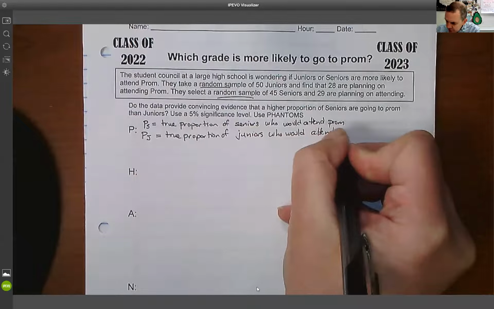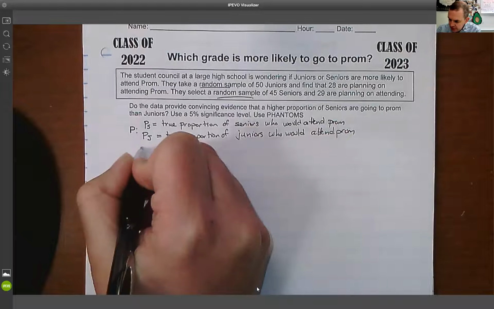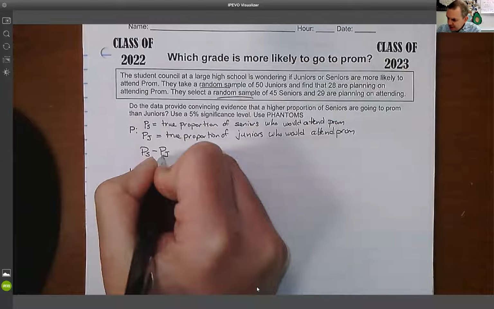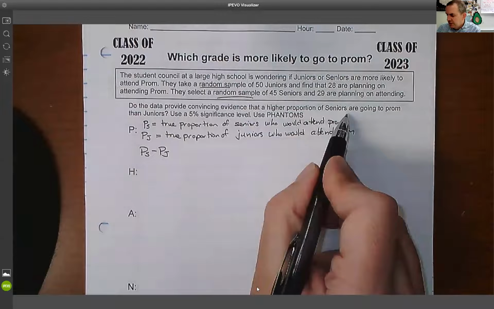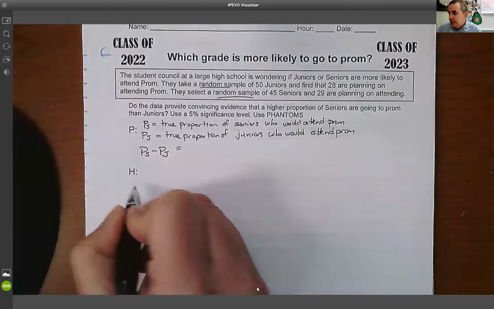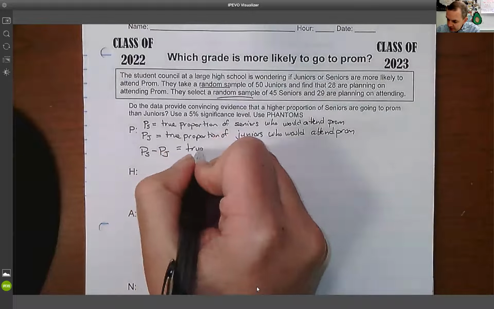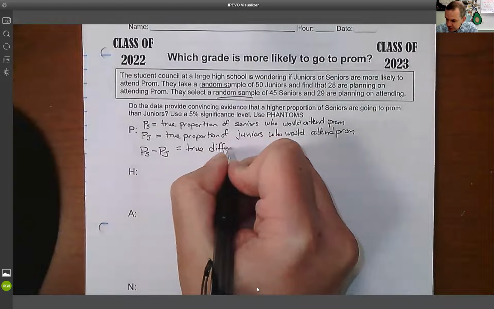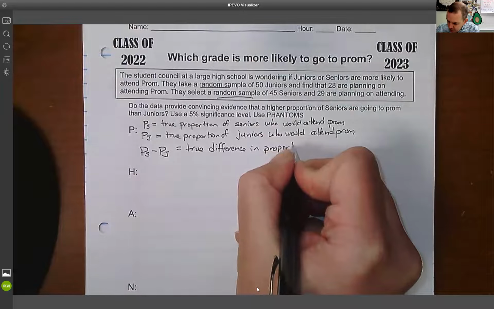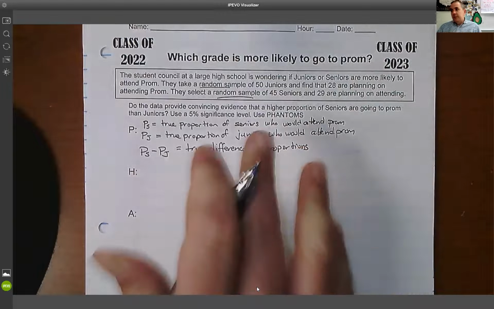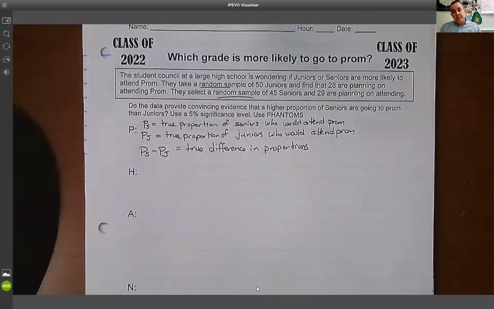And what we're really concerned with more than anything else is PS minus PJ, because it says, do the data provide convincing evidence that a higher proportion of seniors are going? So in this case, we're going to look at PS minus PJ, and this is called the true difference of proportions, plural. First thing, again, just a reminder, we are never, ever going to put a number up here. There's never any sample up here. It's all parameters. So this is what we are looking for. This is the real answer. We don't know the real answer, so up here there'll never be any sort of numbers.